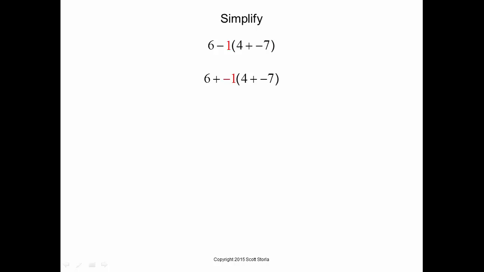Now, following the order of operations, we have 1, 2, 3 operators. We'll begin within the parentheses. 4 plus a -7 will give us a -3. And now this definitely is a multiplication. -1 times -3 will give us +3, and our final sum will be 9.